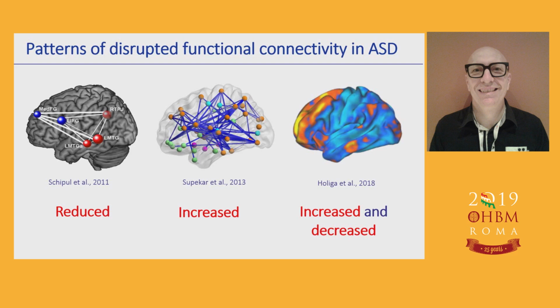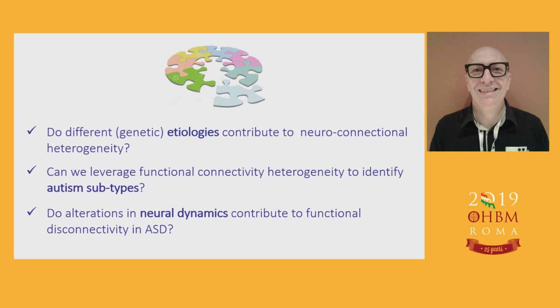And so, as a result of these discrepancies, we are left with a number of major key questions in the field as to the origin and the significance of these alterations. And there are many of these questions. I'm just listing a few here which are relevant for my presentation, which we also try to address with the paradigm I'm going to show you. The first is whether and how genetic or the disparate etiologies that have been associated with the spectrum could contribute to the neuroconnectional heterogeneity that we've been seeing in autism.